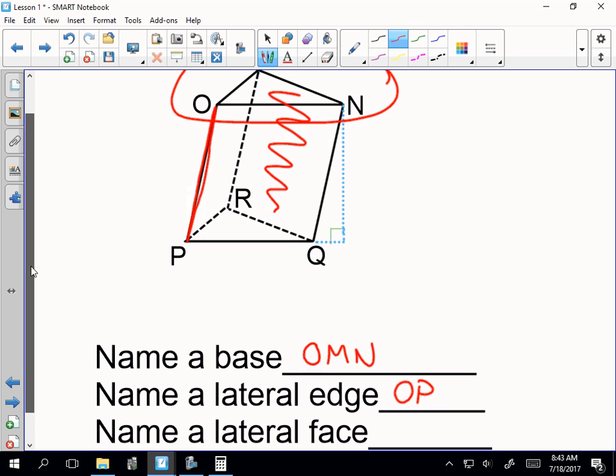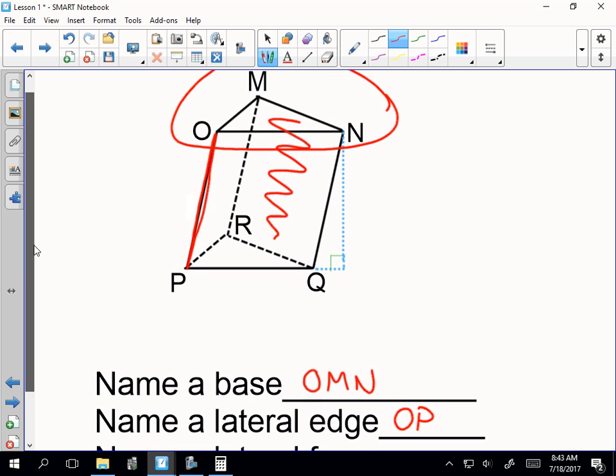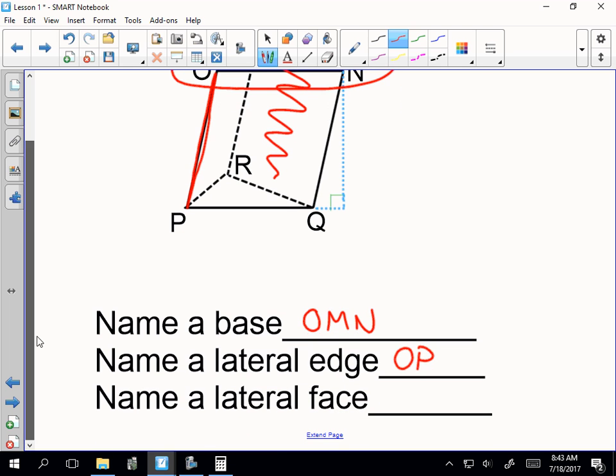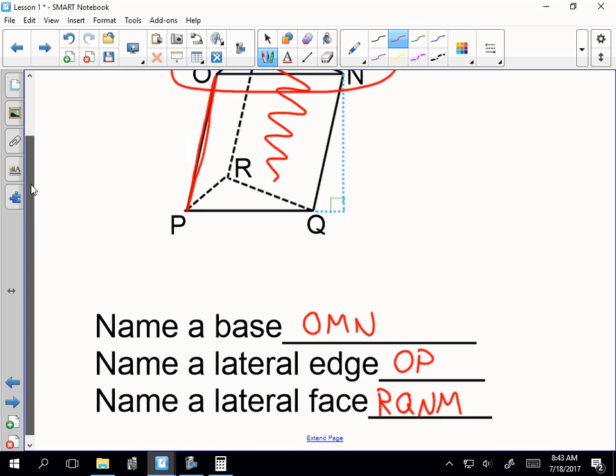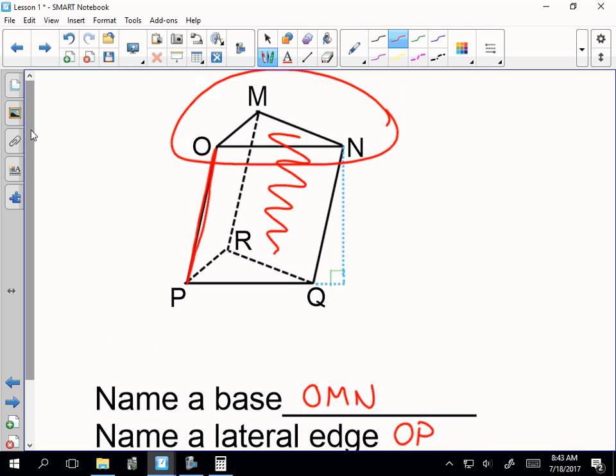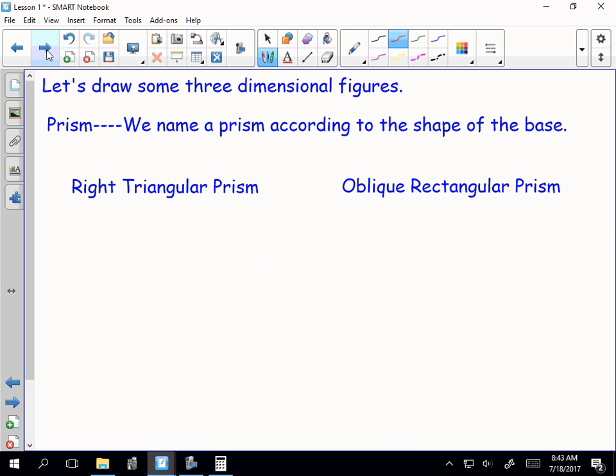And a lateral face, naming any of the three shapes that are connecting the two bases. Okay, we pick a point. I'm going to name this face on the back right side. I'm going to start with R. I'm going to go RQNM. So RQNM, and I've named the lateral face of that shape. Notice we can't really name the altitude unless we put a point out here in space to help us name the altitude for the oblique prism.